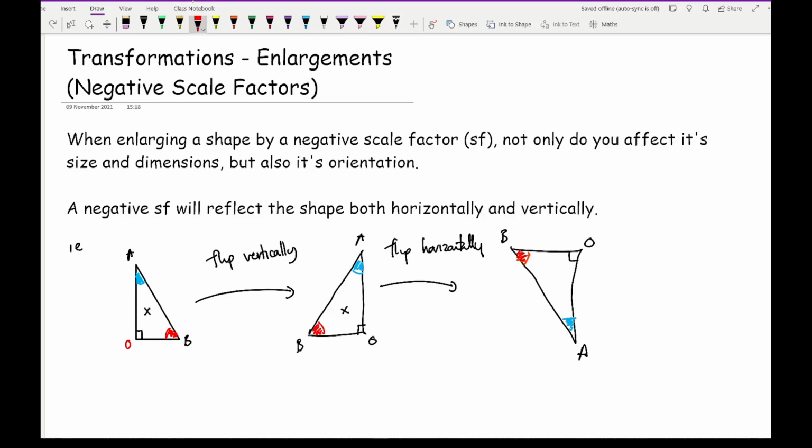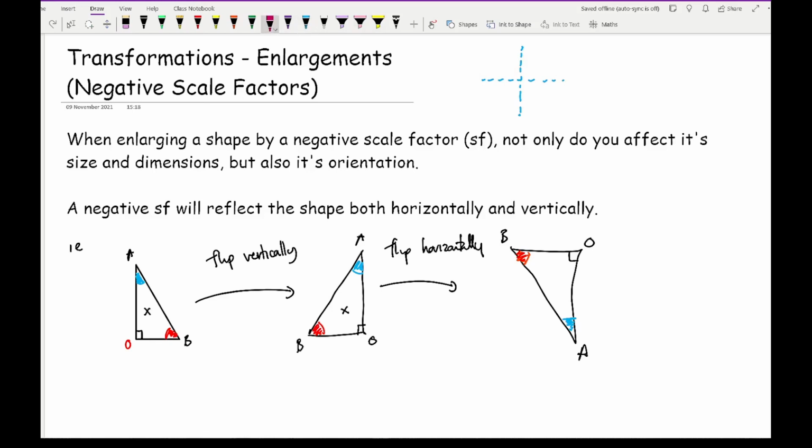So as you can see, when you end up with a negative scale factor, you always want to have an idea of what the shape is going to look like in terms of its orientation. Now the best way for you to do that, particularly if you're working on a grid, is to draw your vertical line and your horizontal reflection lines and then draw your shapes from there.